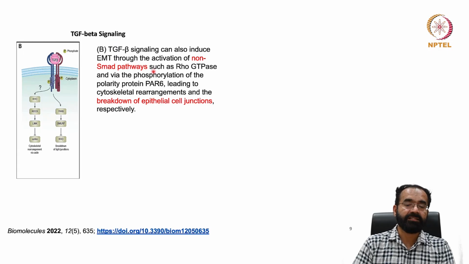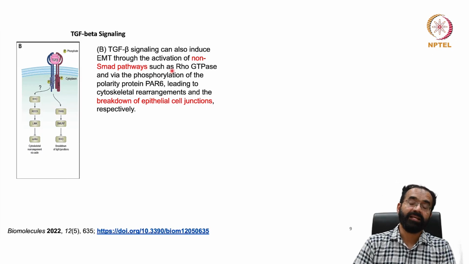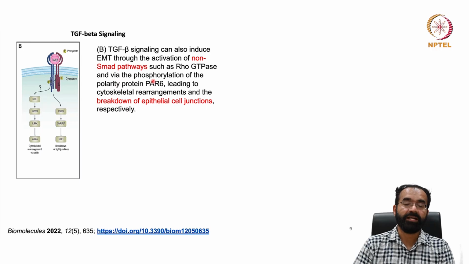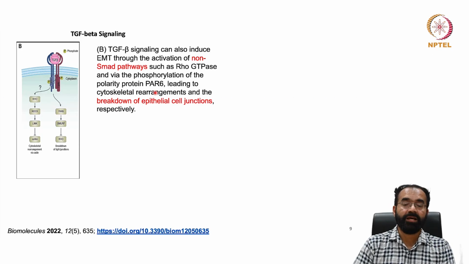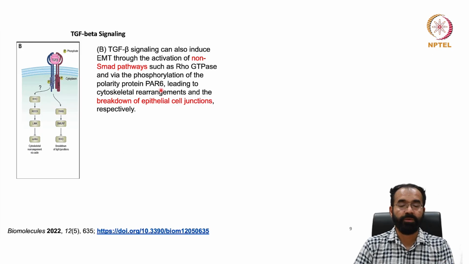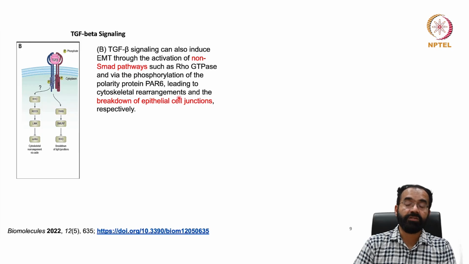And there is another TGF-beta signaling. They can also induce EMT, epithelial to mesenchymal transition, through the activation of a non-SMAD pathway. This is also TGF-beta signaling, but it's a non-SMAD pathway where they involve something called Rho-GTPase via the phosphorylation of a polarity protein, also known as PAR6, leading to cytoskeletal rearrangement. So this is also non-canonical TGF-beta signaling, but it's a non-SMAD pathway where you have the involvement of the PAR6 protein, and this leads to the rearrangement of the cytoskeletal protein, often causing a breakdown of epithelial cell junction.